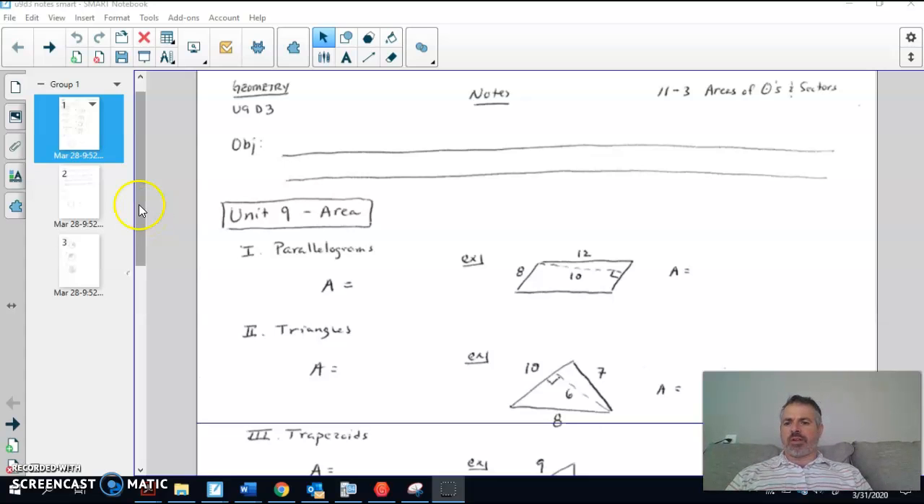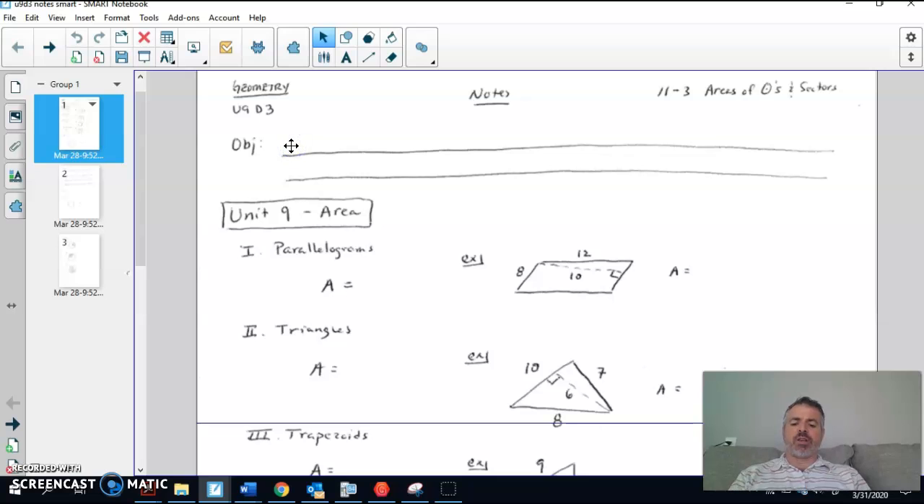It's been a couple days off from seeing you guys, but we're going to pick up right where we left off, and we're in the middle of two-dimensional measurement called area. These are the notes for the day. I put a blank version and a filled out version in your folder for the day, but this is basically what we're going to be talking about today.